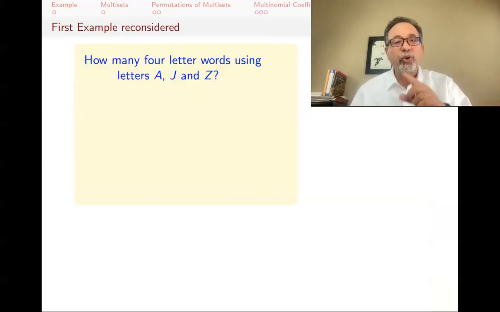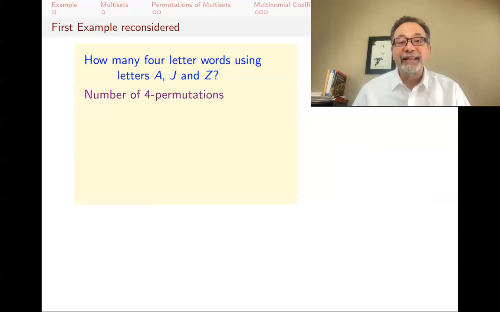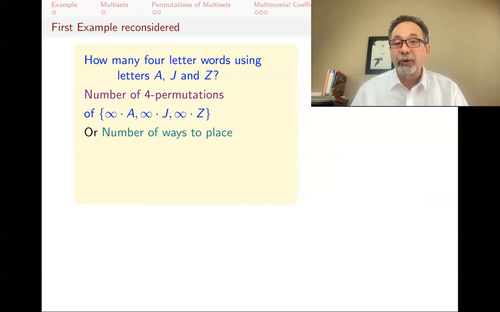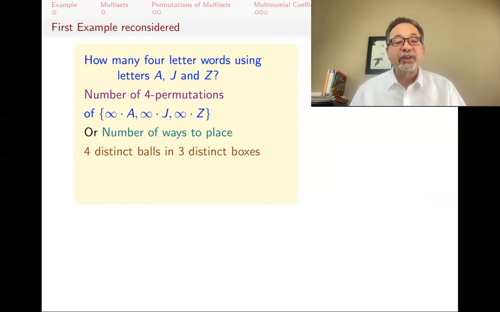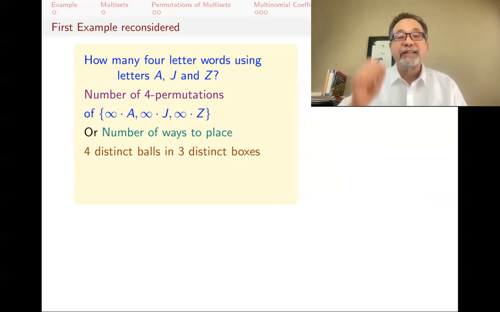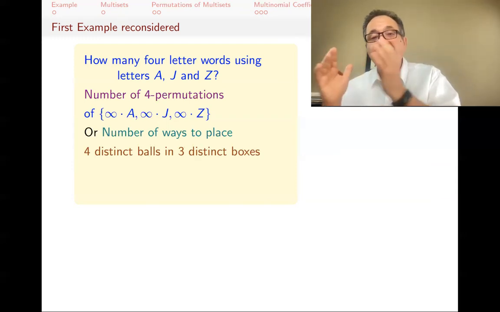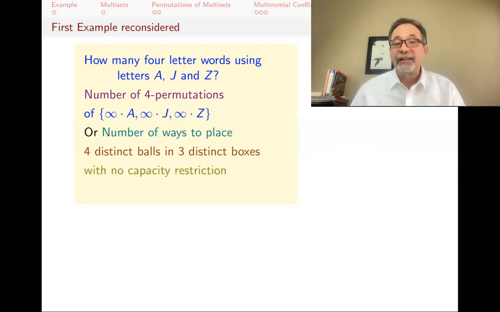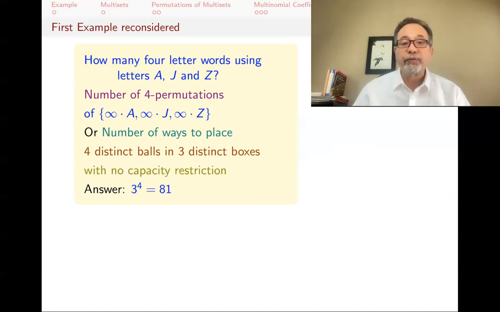Not quite. I'm going to go back now to that first example that I had at the beginning, and I'm going to remind you how that translates to what we did. So we said how many four-letter words using letters A, J, and Z, and that's the same as the number of four permutations of a multiset with infinite repetition numbers, because I can use A, J, and Z as much as I want, or the number of ways of placing 4 distinct balls in 3 distinct boxes. The 4 distinct balls are the 4 spaces in your permutation. The 3 distinct boxes are a box for A, a box for J, and a box for Z's. And you can put as many as you want in any box, and there's no capacity restriction. And the answer was 3 to the 4th equals 81.